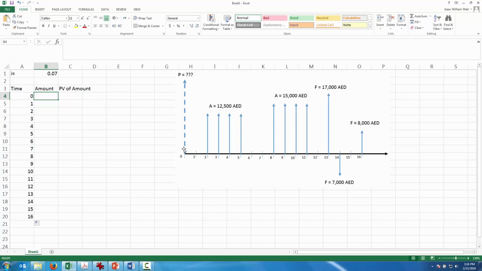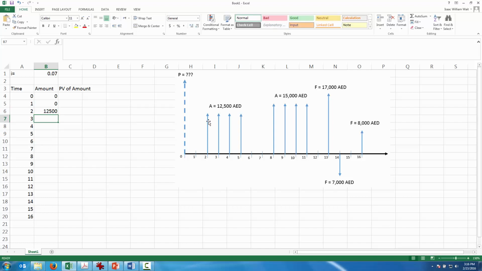And then the amounts are going to just correspond to how much is in each of them. So far we have 0 that's coming to us in year 0. We are going to solve for what is the equivalent present amount, but you can see that there's no actual cash flow in year 0. It's just this dashed line. There's also nothing in year 1, but in year 2 it's 12,500.